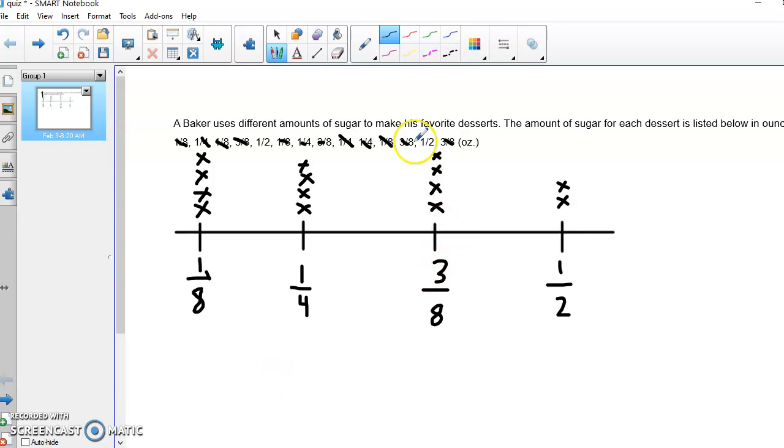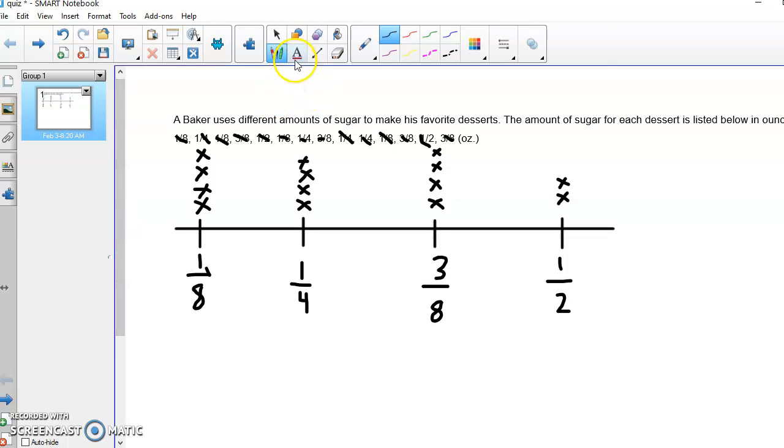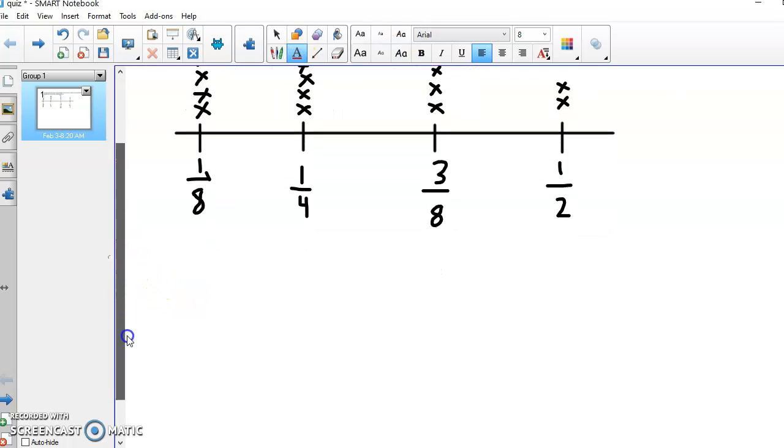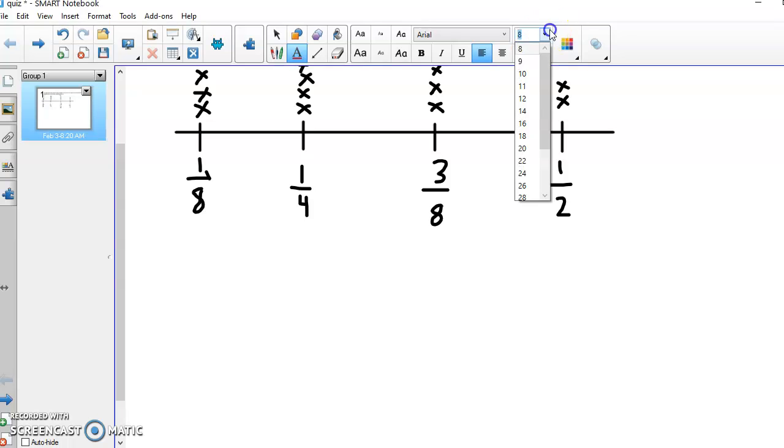All right, so we got all of our data organized into the line plot. So once we have our data organized into the line plot, now I want to start thinking about some of the typical questions that we get asked when we are using a line plot. And the first would be, what is the total amount of 1/8s?